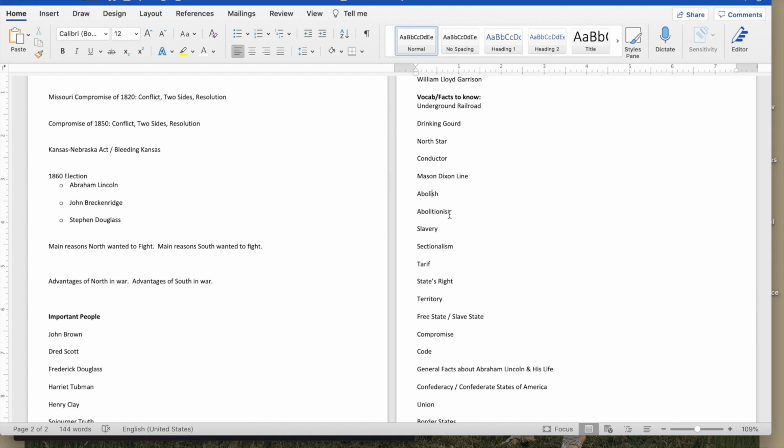Abolish means to get rid of. In this case, abolish slavery. An abolitionist, if you look at the root word, abolish, it's people who wanted to abolish slavery or get rid of slavery, which is the owning of other humans against their will.